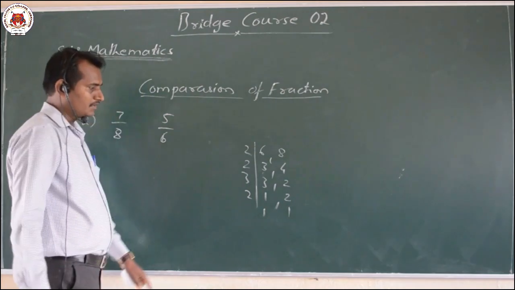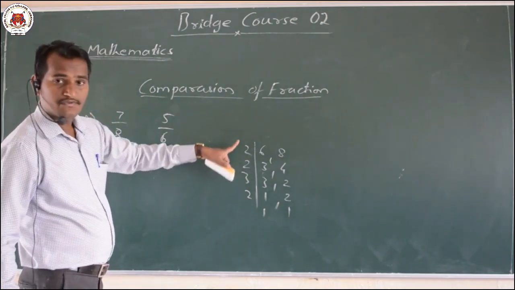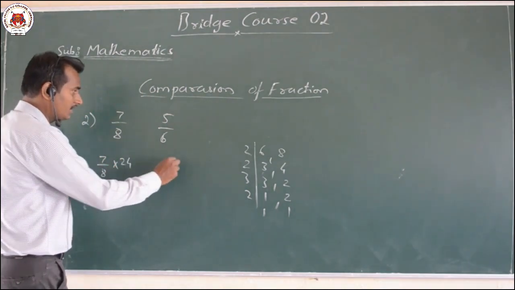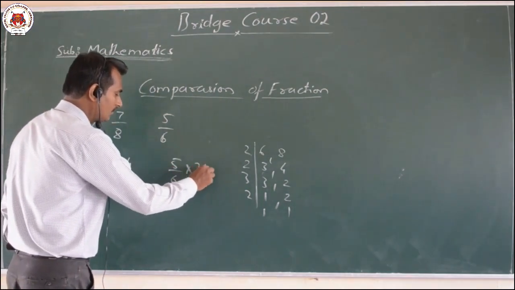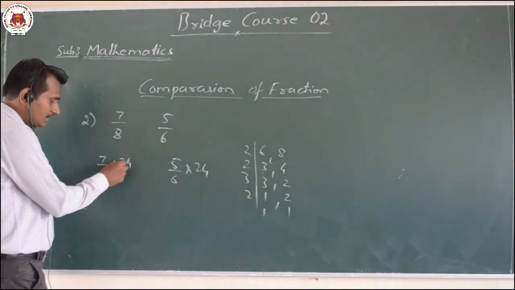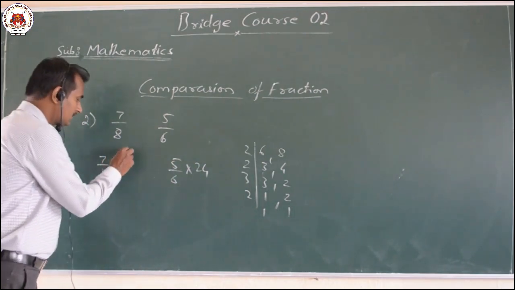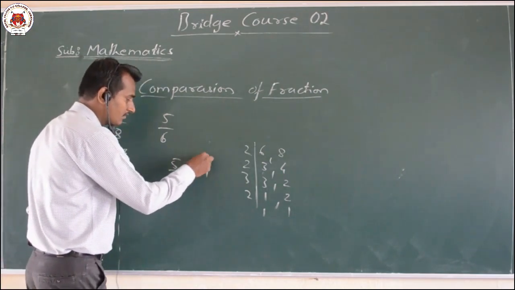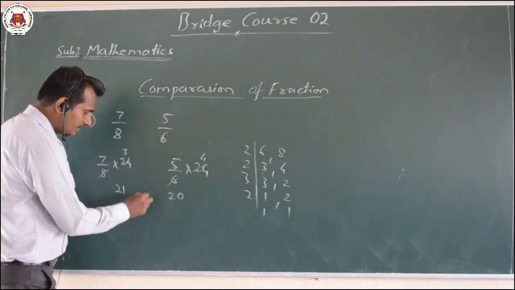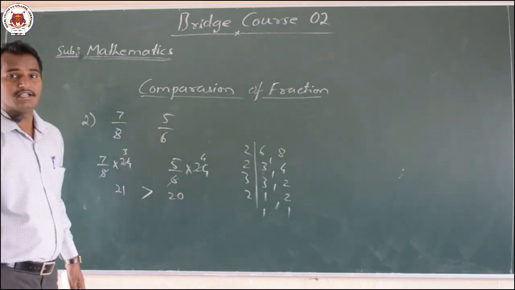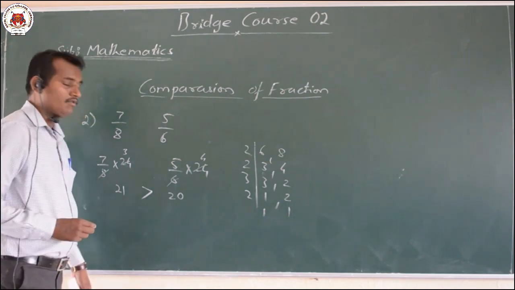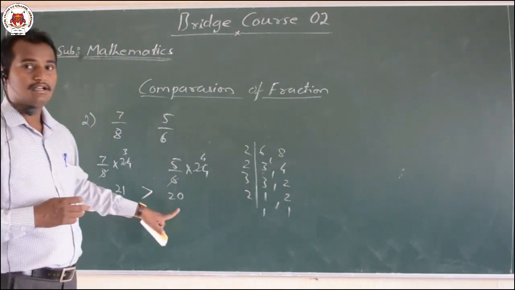We can observe that 3 2s are 6, 6 4s are 24. Now the LCM here is 24, so 7 by 8 into 24, and here also 5 by 6 into 24. So what values do we get? 8 3s are 24, 6 4s are 24. Now we multiply: 7 3s are 21 and 5 4s are 20. Which one is larger here? 21 is greater than 20, and here we can conclude that 21 is greater than 20.